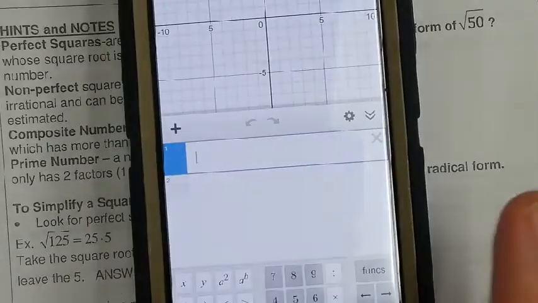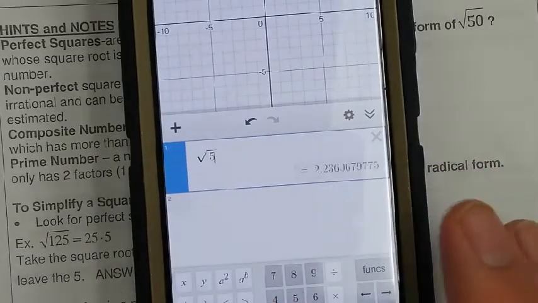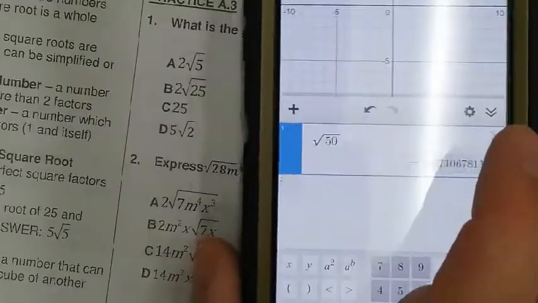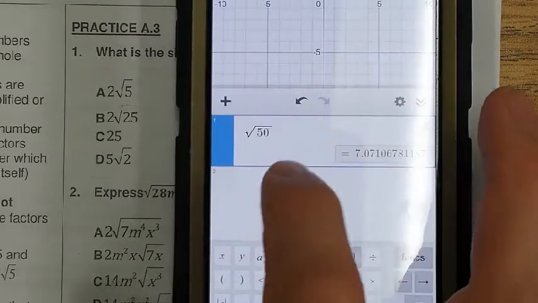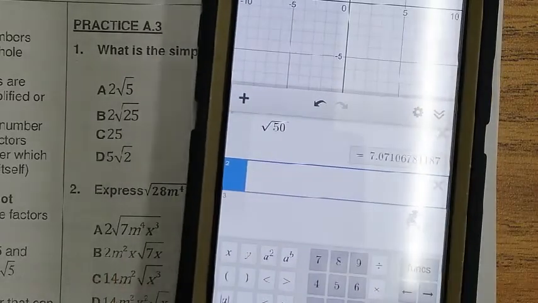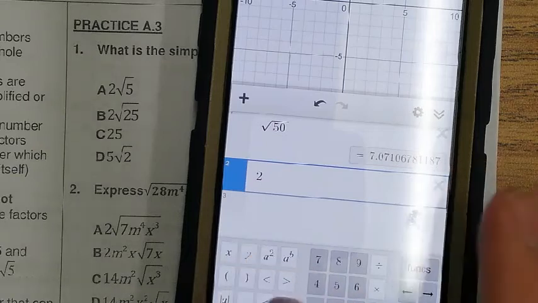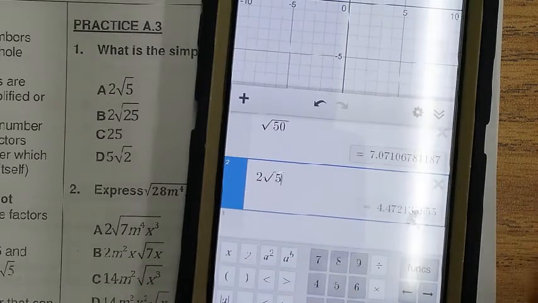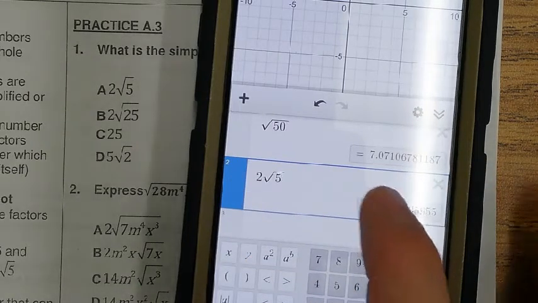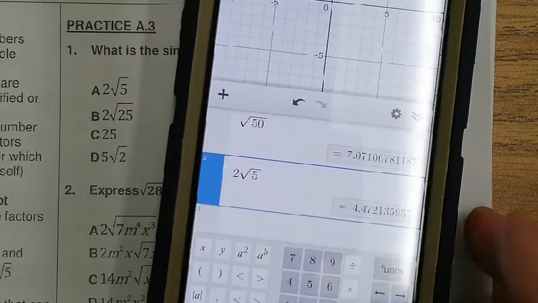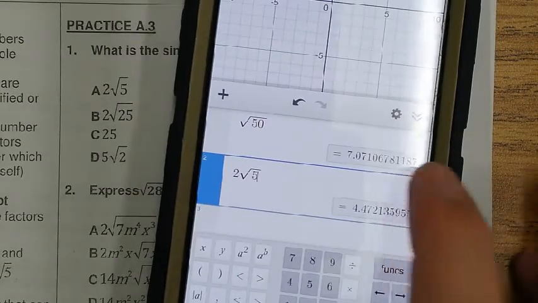Type in square root of 50. And I want everybody to do that with me. You're going to get 7 point, a really long decimal. What you can do with Desmos is type in every single one of those answer choices and see which one gives you the same exact decimal. Okay, is 7.07 and so on the same thing as 4 point? It's not. So we need to try the next one.